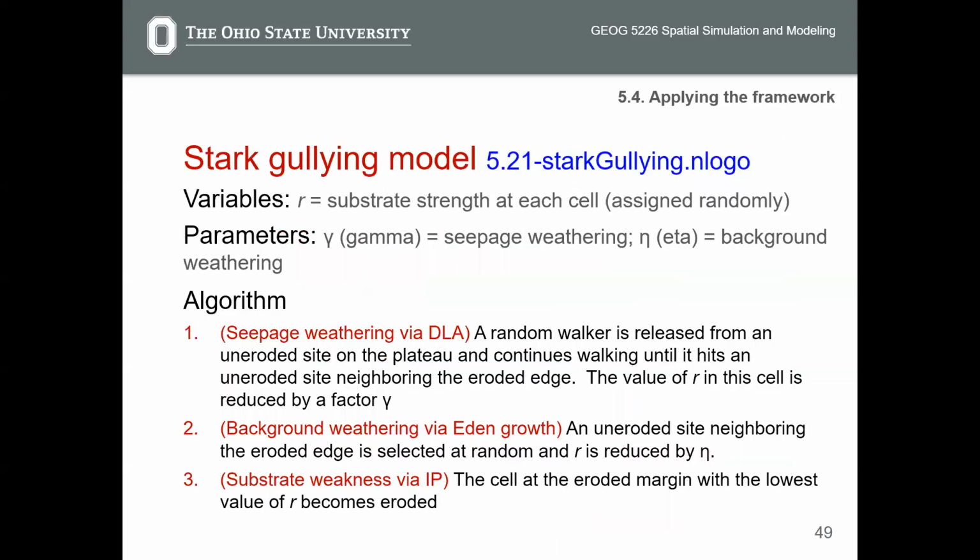and yeah, let's see the algorithm. But before that, there are some variables I need to make clear. So R is the substrate strength at each cell. It's assigned randomly. You can consider R as the resistance in an invasion percolation. And other parameters include gamma, seepage weathering, and also eta, background weathering. So gamma and eta are used to address the strength of the two types of weathering. So the algorithm here, okay?